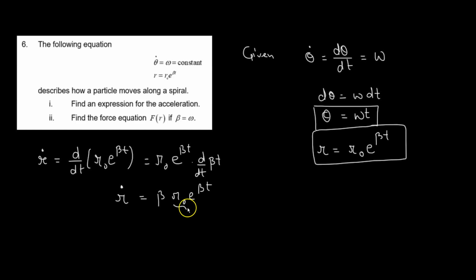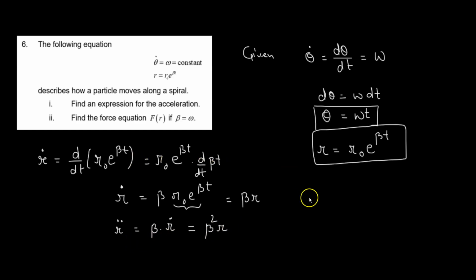So we'll replace r naught times e raised to the power of beta t with our value r. So this is equal to beta times r. Now we have r double dot, which will be equal to d/dt of beta times r. So we have beta times r dot, and again replacing r dot with beta r, we get beta squared times r. So this is r double dot.